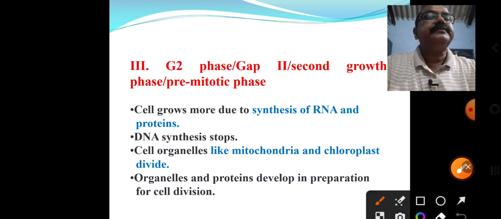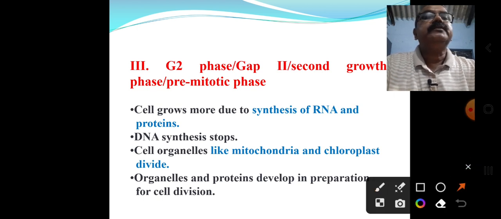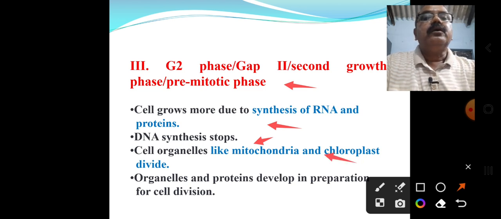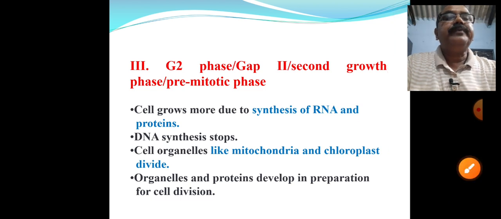The next phase is G2 phase or second gap phase or second growth phase or pre-mitotic phase. During this phase, the cell grows more due to synthesis of RNA and protein. DNA synthesis stops. Cell organelles like mitochondria and chloroplast divide. Organelles and protein develop in preparation for cell division.